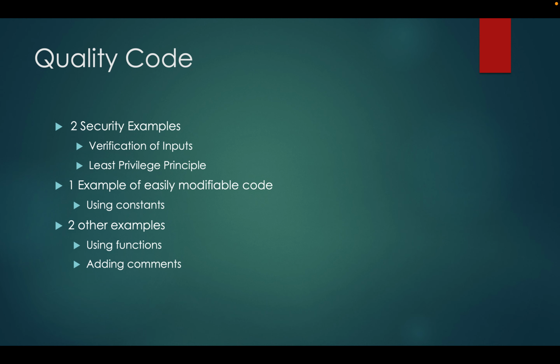For quality code implementations, I wanted to talk about verification of inputs, so just to make sure that when someone enters something that you don't expect, it doesn't break your program, and the least privilege principle to make sure things that are passed by reference don't get edited when you don't want them to. An example of easily modifiable code is using constants so that everything can be edited easily so you don't have to go searching. And then a couple other examples are using functions to modularize and adding comments to explain code.